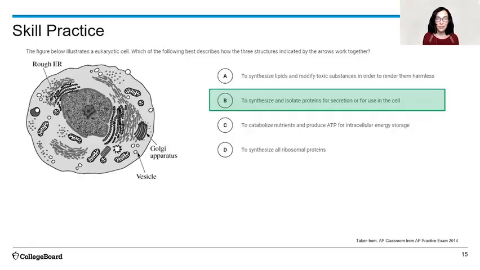In this case, to synthesize and isolate proteins for secretion or use for the cell. So as you're learning the functions of these, keep that in mind, and that'll help you determine the best way that they might work together.